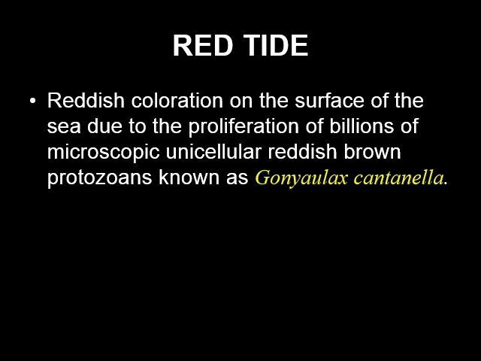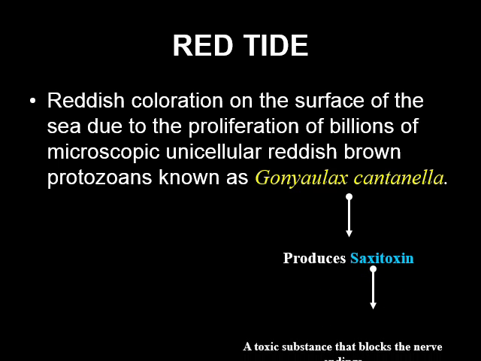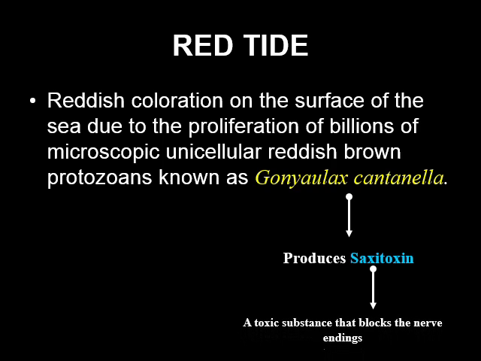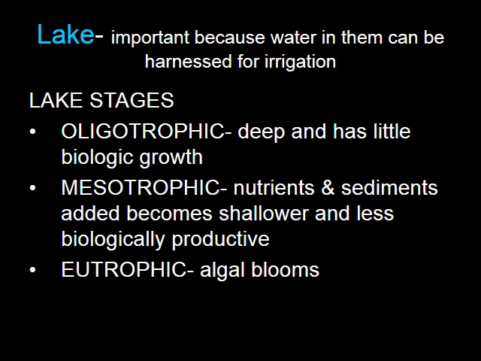Okay, red tide is a problem. It's caused by protozoans such as Gonyaulax catenella and Pyrodinium bahamense variety compressum. This protozoan produces saxitoxin, which is a neurotoxin that blocks the nerve endings. That's why if a person has been infected by red tide, there is stiffness of the muscle, or paralysis of the muscle, because that's an effect of the saxitoxin.